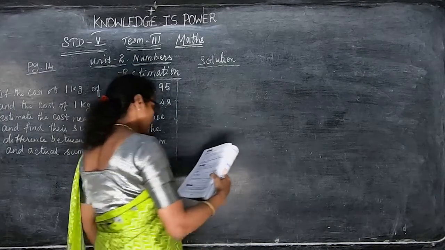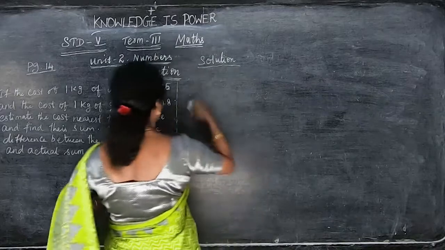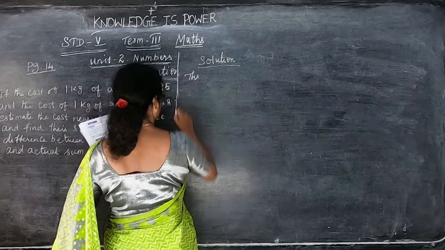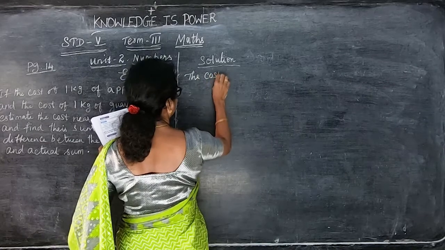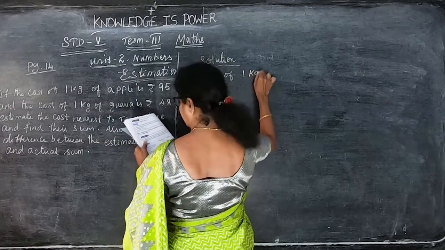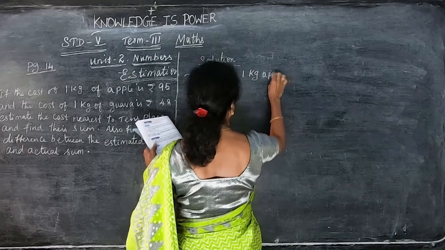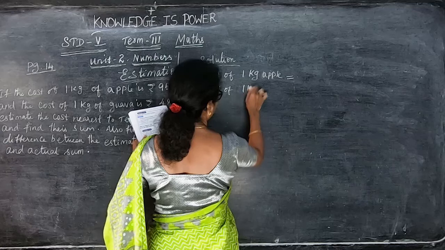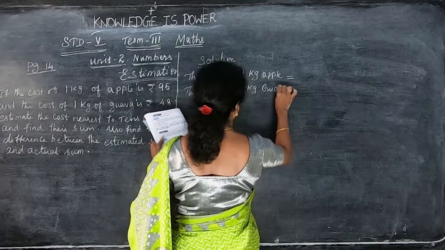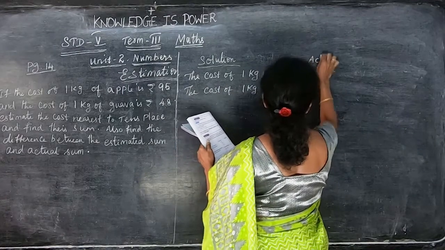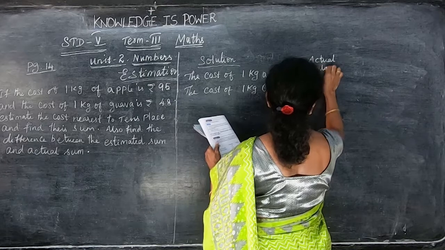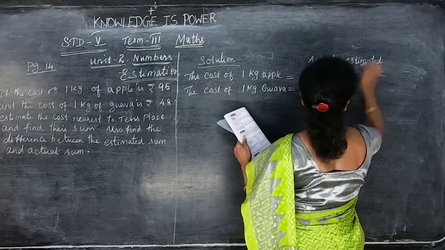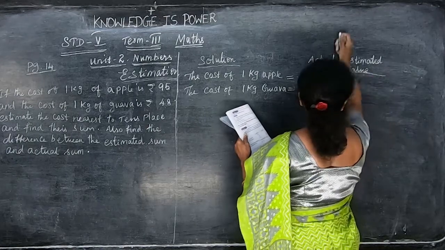So the solution here is how to write the solution. We are given the cost of 1 kg of apples. So you can write the cost of 1 kg of apples is equal to, then the cost of 1 kg of rice is equal to the actual value. It's okay to have the estimated value from the actual value. So you have to write a statement like this one: actual value and estimated value.